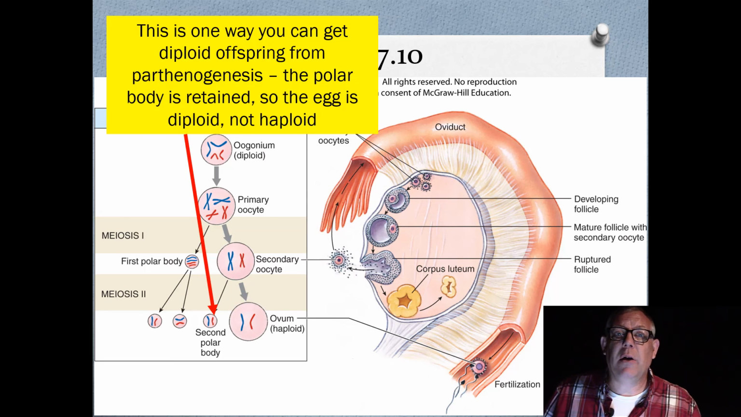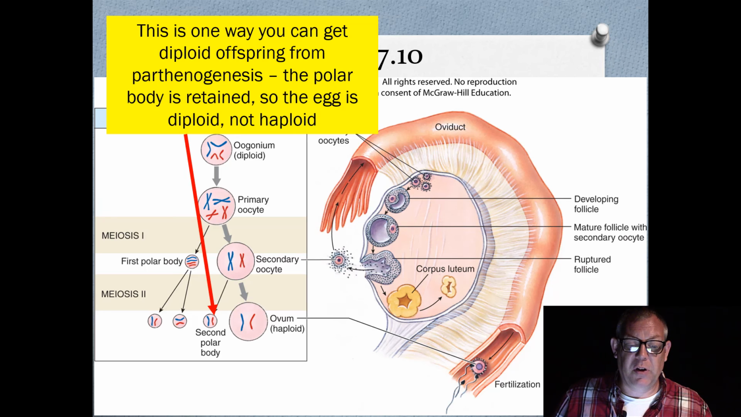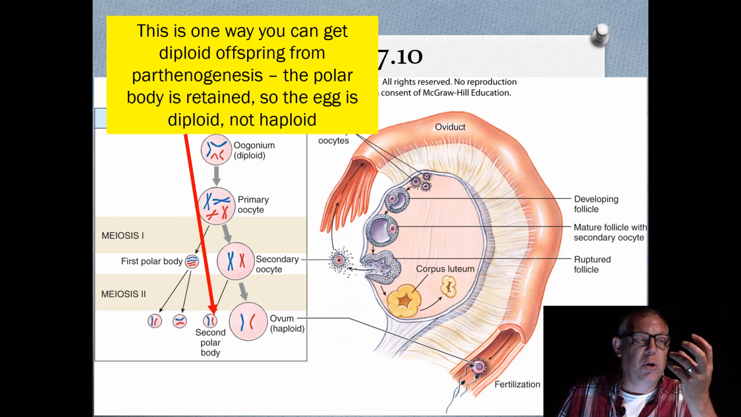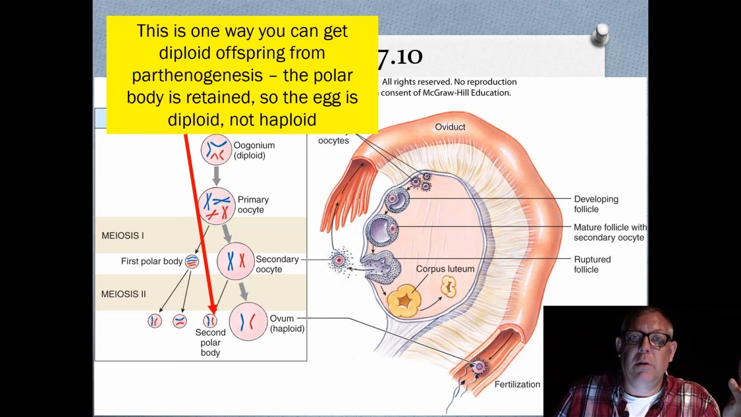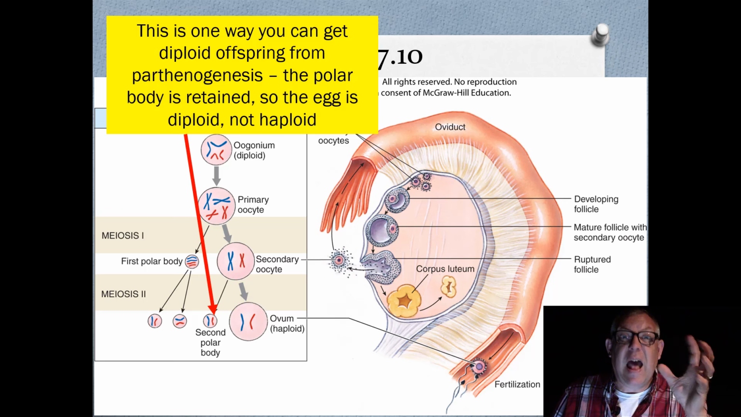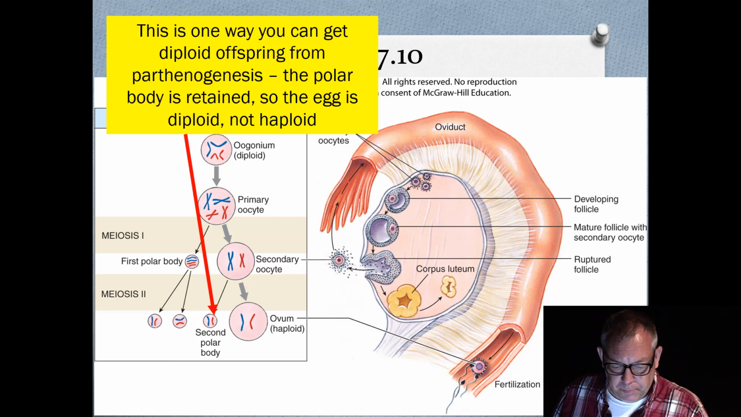This is also how you can get diploid offspring from parthenogenesis, right? We said that if you develop an unfertilized egg, at some point you have to double the DNA to get it back to the diploid state. Well, this is one way that you can do that. If you don't eject that polar body, then that egg is diploid and can develop parthenogenically. So again, it's fascinating all the different ways that animals can reproduce.